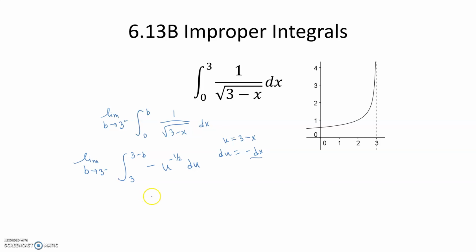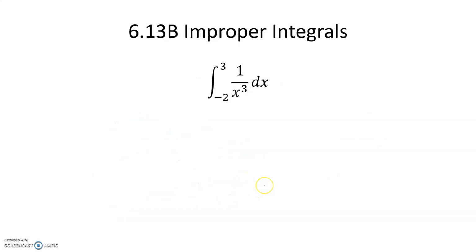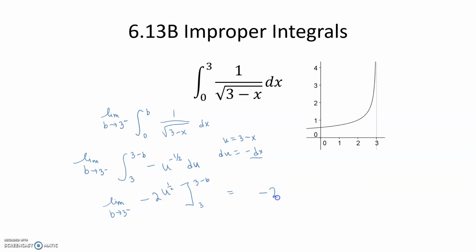Now we do an antiderivative, so that'd be negative u to the positive 1/2 divided by 1/2, which is times 2. Oh, and then we're doing the limit as b goes to 3 from the negative direction. And so then we plug in our limits of integration, and we have negative 2 square root of 3 minus b plus 2 square root of 3. And we're doing the limit as b goes to 3 from the negative direction.